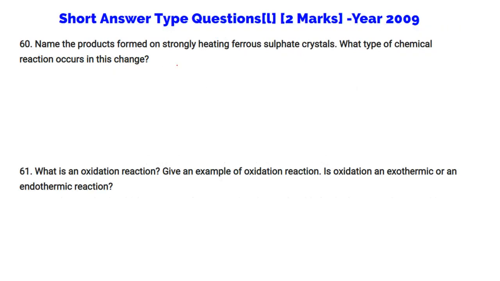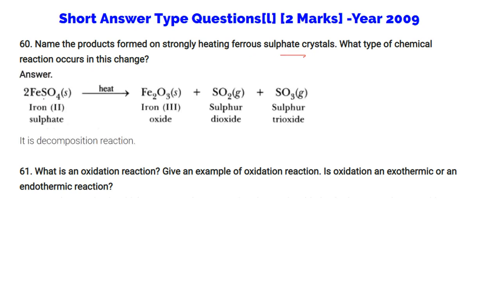Name the products formed on strongly heating ferrous sulfate crystals. What type of chemical reaction occurs in this case? FeSO4, that is iron sulfate, when heated, gives you iron oxide, sulfur dioxide and sulfur trioxide. So one compound is broken into three different compounds. This is a decomposition reaction.